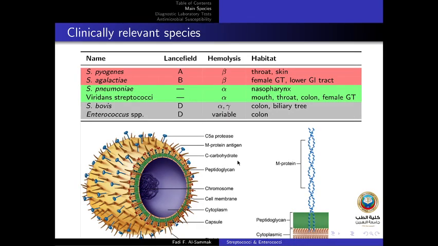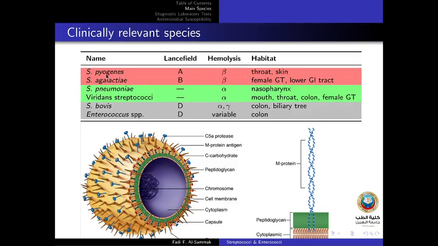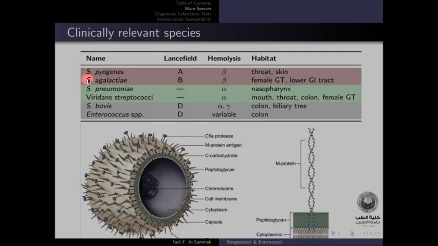Therefore, under the first group, we have two species, Streptococcus pyogenes, and also Streptococcus agalactiae. The pyogenes shows group A, while the agalactiae is group B. Both of them are beta hemolytic. They show the same type of hemolysis. However, the habitat is different. In case of pyogenes, it is present in the throat and in the skin, and it is the bacterial cause for sore throat in children and also in young adults.